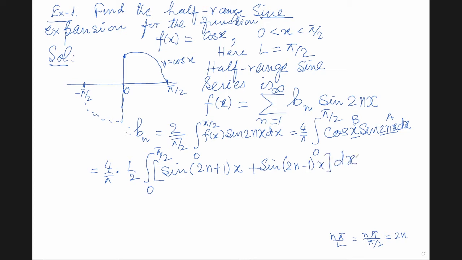Any question? What Qanun did you use? What is the Qanun you used for coming from here to here? Cosine multiplied by sine, it becomes sine A cosine B equal to what? Half of sine A plus B plus sine A minus B. This is the Qanun we used.